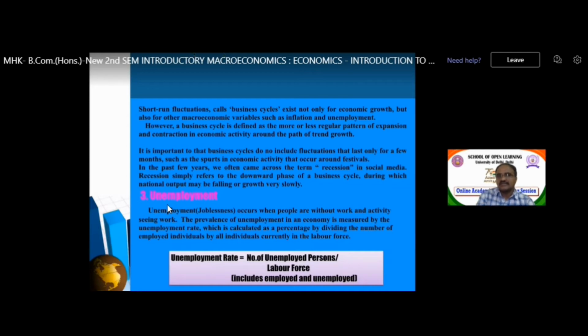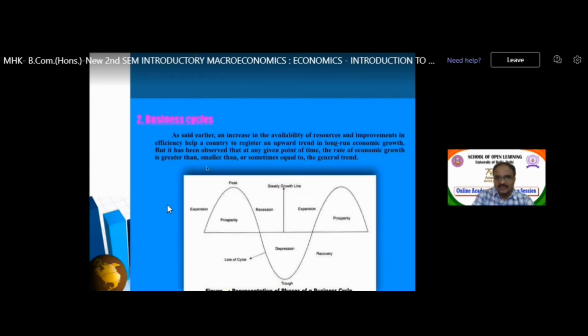So what is the definition of the business cycle? The business cycle is defined as the more or less regular pattern of expansion and contraction in economic activity around the path of trend growth. For example, here there is a business cycle diagram. I think it is visible clearly. So look at here. First there is a line. That line you can call the long run growth rate, how it is going.